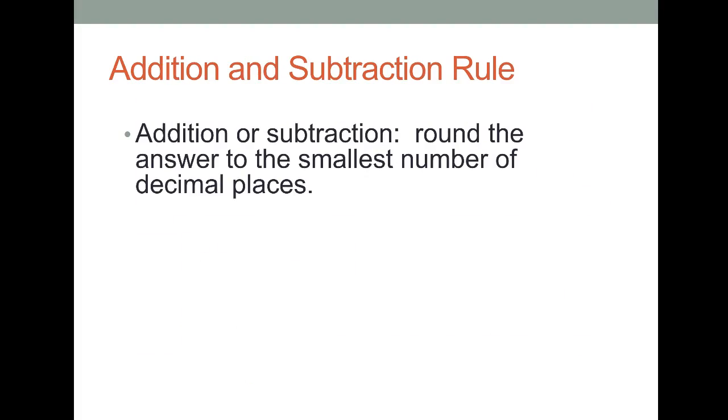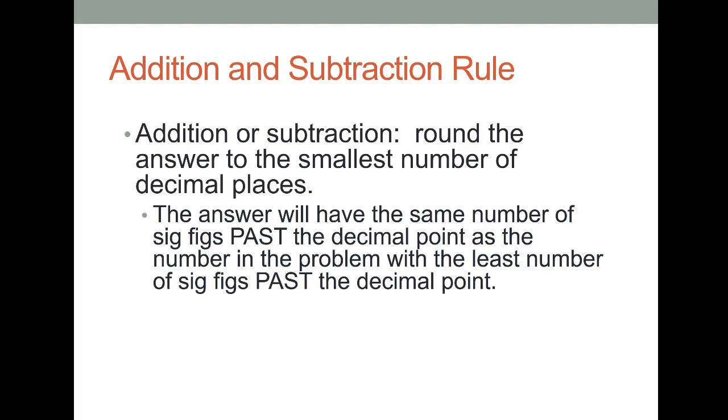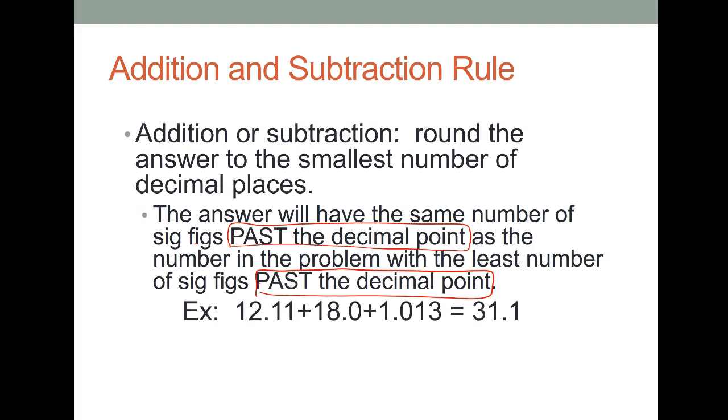Adding and subtracting, the way it works is you round the answer to the smallest number of decimal places. In other words, the answer has the same number of sig figs past the decimal point as the number in the problem with the least number of sig figs past the decimal point. All you are worried about is what is past the decimal point. You are not worried about what is to the left or leading to the decimal point.